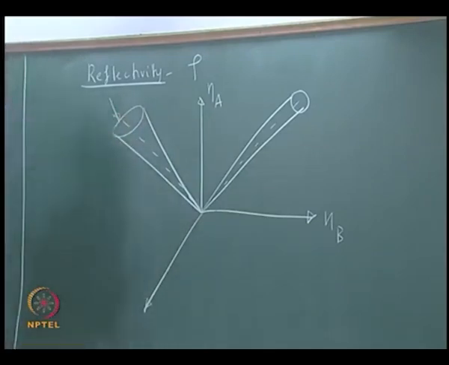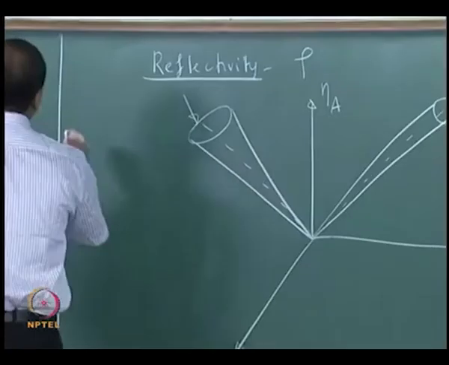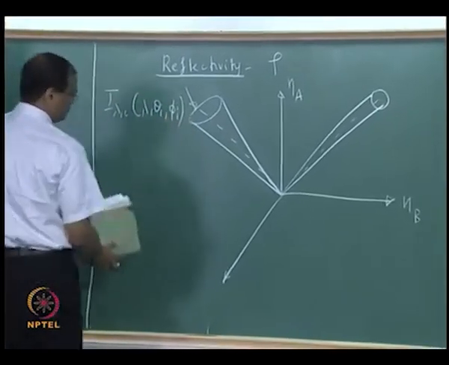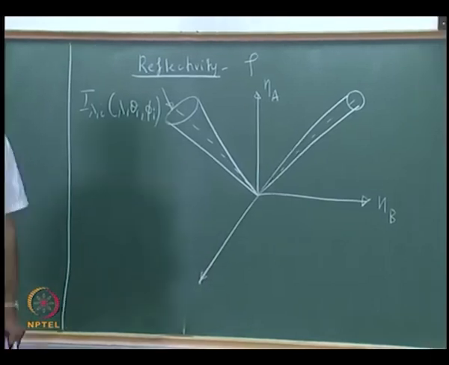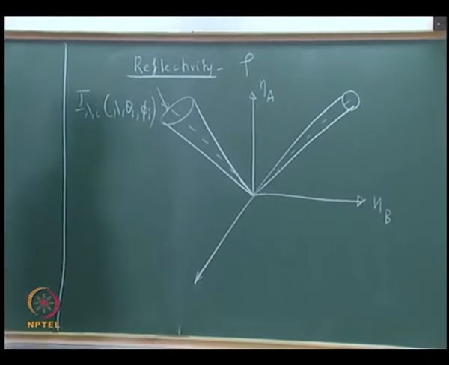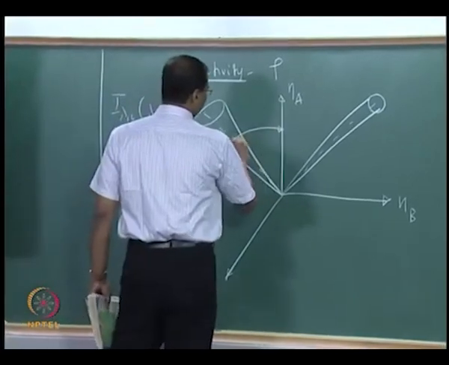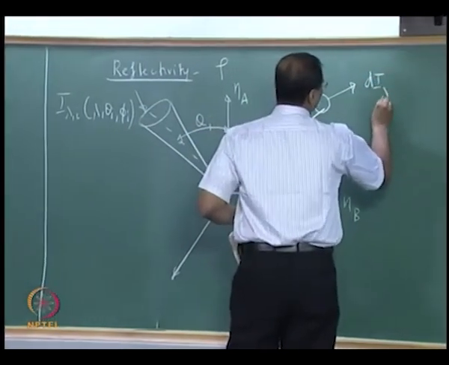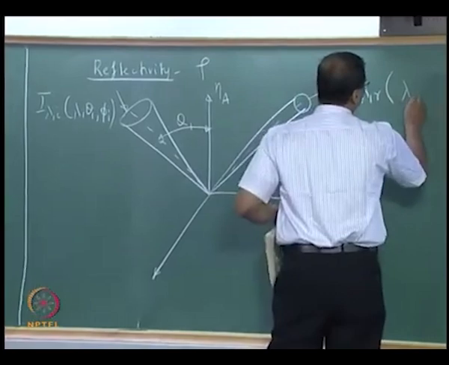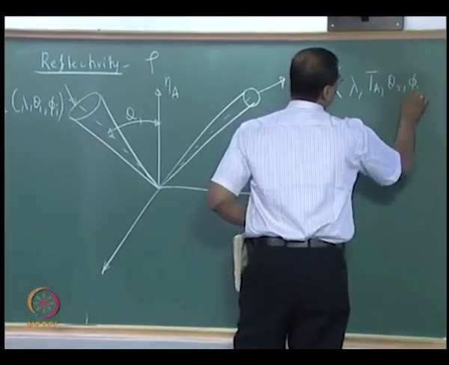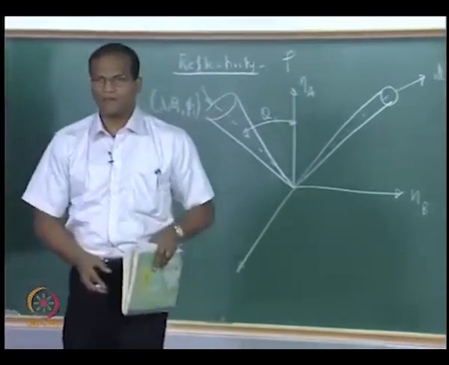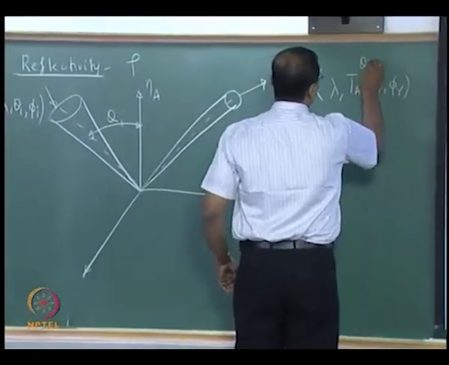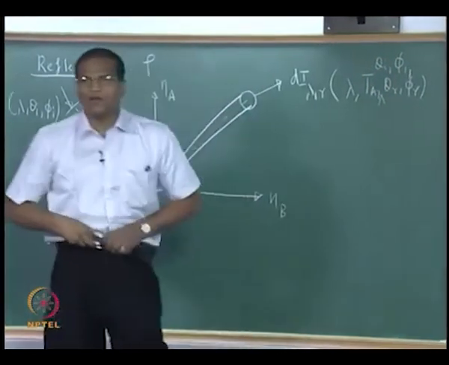Okay, please look at the figure. So this is our spherical coordinate system. The incident radiation I lambda I is a function of lambda, theta I and phi I. So can you tell me theta I from this figure? Which is theta I? This one? Correct? Now this is going out, dI lambda r. So this should be a function of lambda, the temperature of that surface, theta r and phi r. It should also be a function of theta I phi I, right? Because from theta I phi I only it is coming.